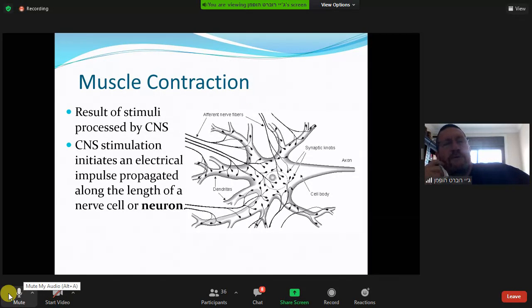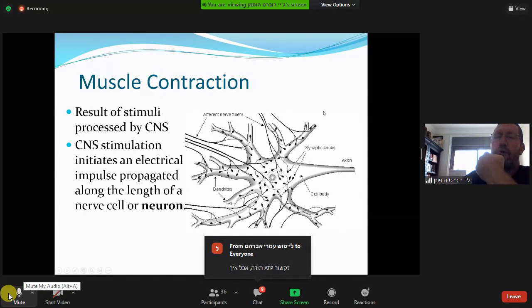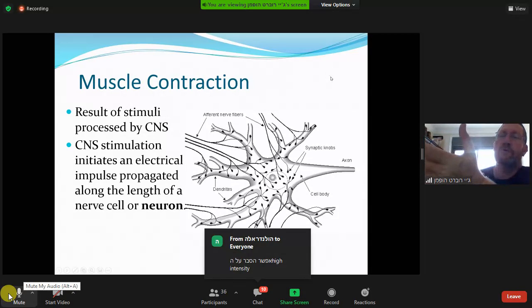Now, muscle contraction occurs as a result of the stimulus by the central nervous system. And we talked about how that stimulus is propagated as an electrical signal the long length of a nerve cell. It goes from the brain to the spinal cord to the peripheral nervous system and finally to the motor unit and neuromuscular junction.